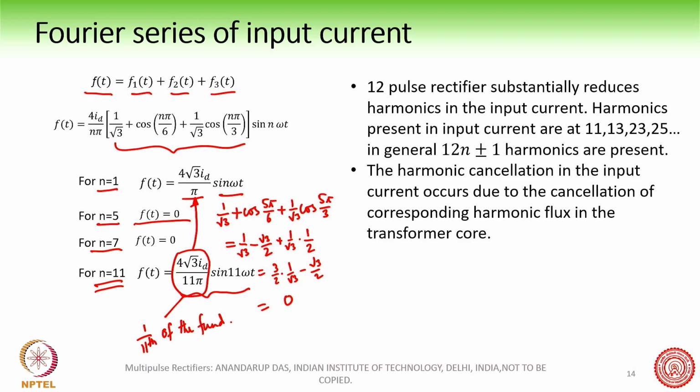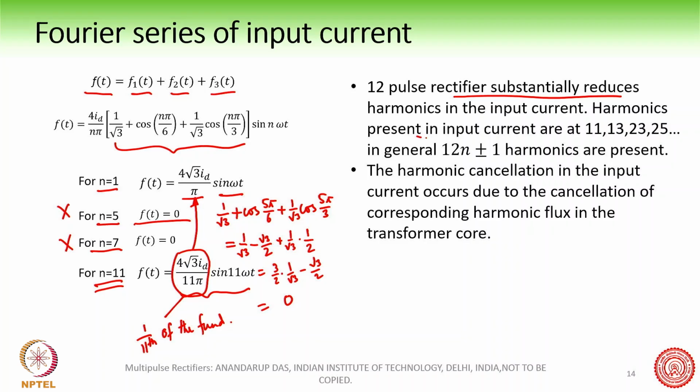Okay, this is important, right? What we are getting with this 12 pulse transformer is that we are eliminating the 5th and 7th harmonics. That is the first thing that we are able to see. But the next harmonic, which is coming at 11, has an amplitude which is only 1 by 11 times that of the fundamental. Okay, this is very important. So we have eliminated some harmonics, and the amplitude of the 11th harmonic is also very low. Therefore we can say that the 12 pulse rectifier substantially reduces the harmonics in the input current.